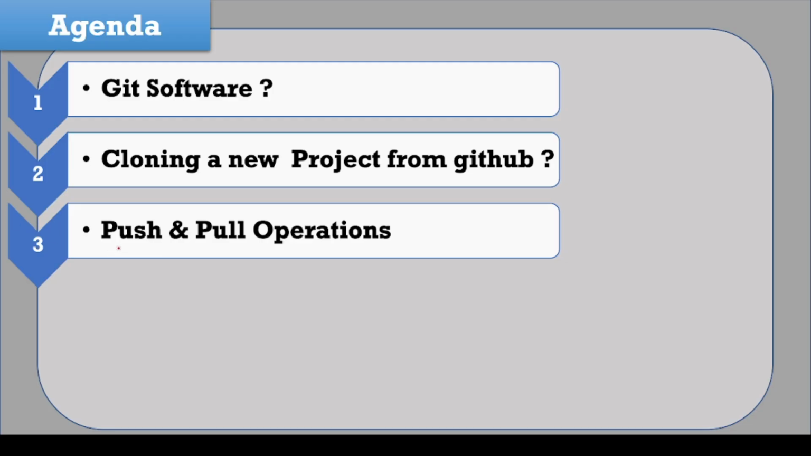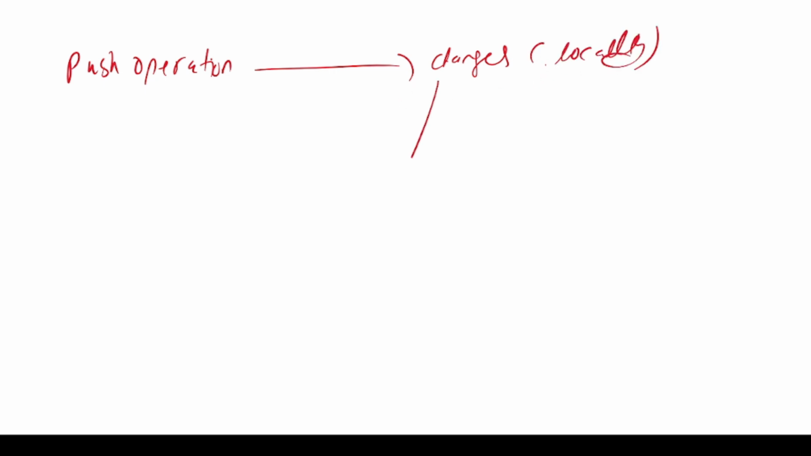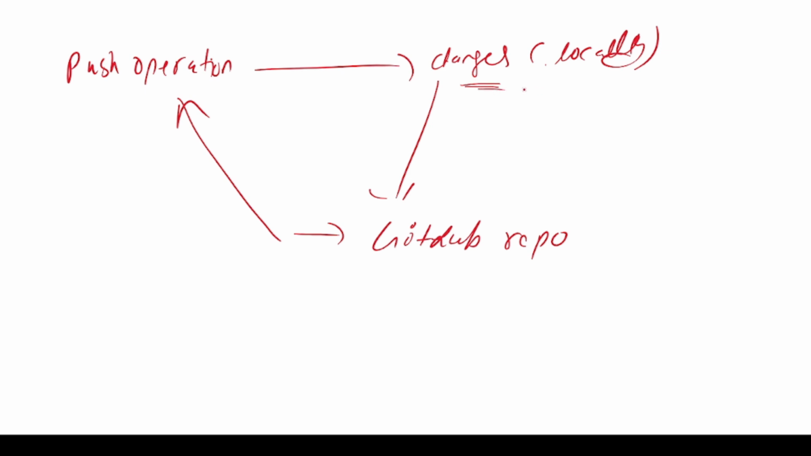Third and last point is push and pull operations. First, let's understand what is push operation. If we have any changes locally and I want to push those changes to my GitHub repo, I can do this with the help of push operation. I have some changes in my code locally. Those changes I want to push to my GitHub repo. We can do this with the help of push operation.